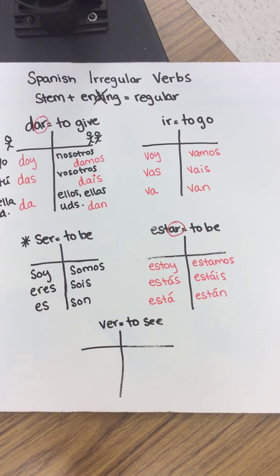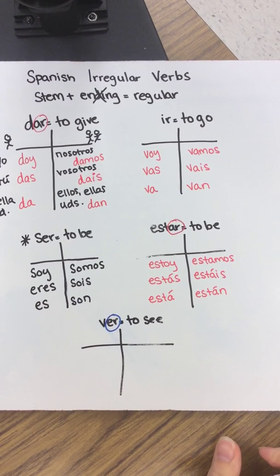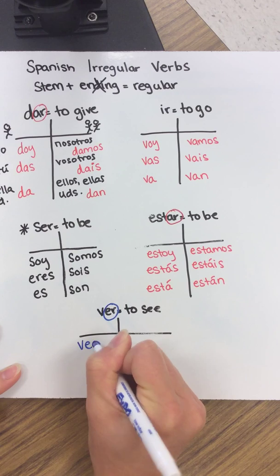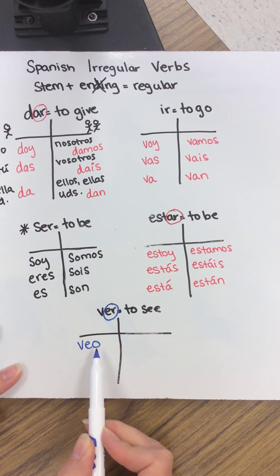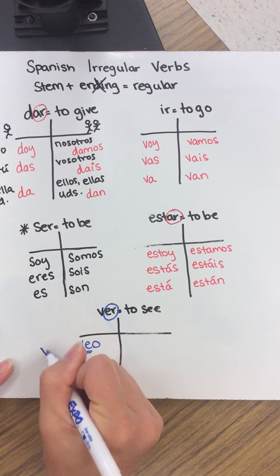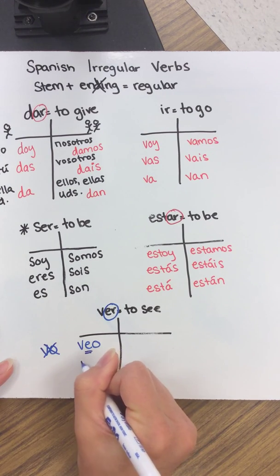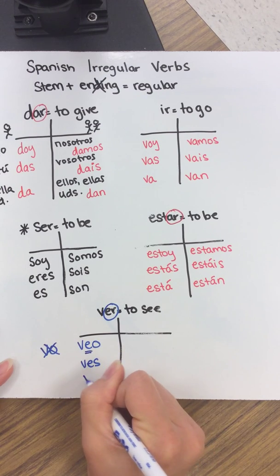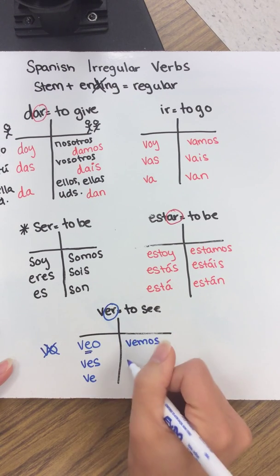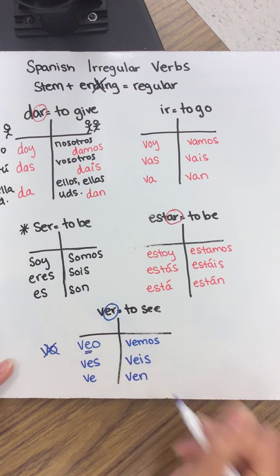Let's talk about ver, because ver looks like an ER verb, and it'll be conjugated like an ER verb, with the exception of the yo form. But it still ends in O, so it does technically end just like an ER verb in the yo form, but the irregularity is that it keeps the E. Instead of saying vo, we say veo. So then we have tú, ves, él, ella, usted, ve, nosotros, vemos, vosotros, veis, ellos, ellas, ustedes, ven.